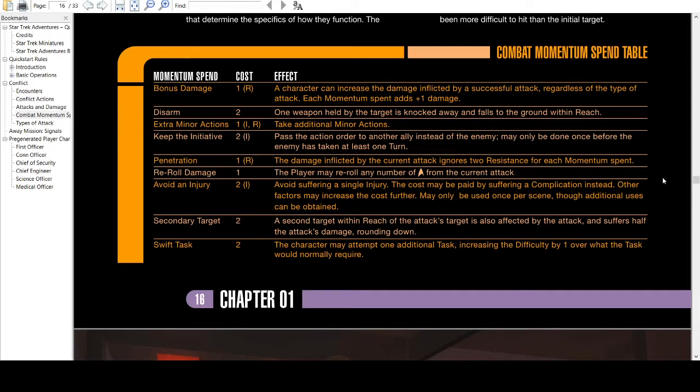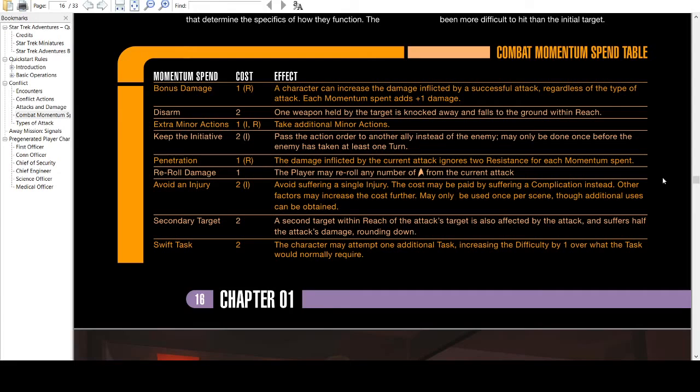And then we have swift task. 2 momentum costs. The character may attempt 1 additional task, increasing the difficulty by 1 over what the task would normally require. Okay, so it looks like on a general idea, the highest cost is actually around 2, and the benefits that usually come with those momentum spends are actually pretty significant.